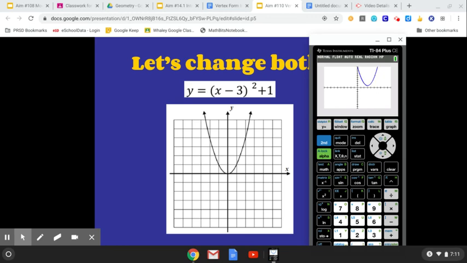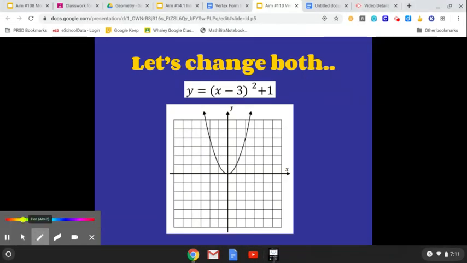Is it right 3 and up 1? Absolutely. Yep. And guess what? The turning point is 3, 1. And that was something that I had talked about before, that this is going to tell us what the turning point is. So 3, 1 is the vertex or the turning point. Hence the name vertex form of a quadratic. All right. So that's that.